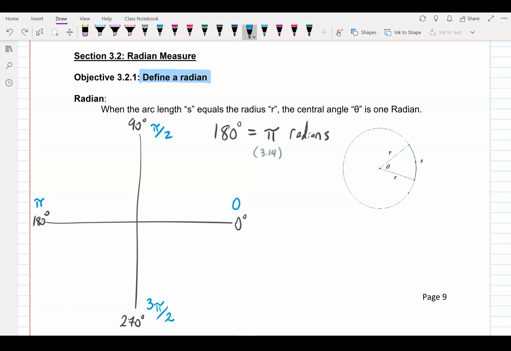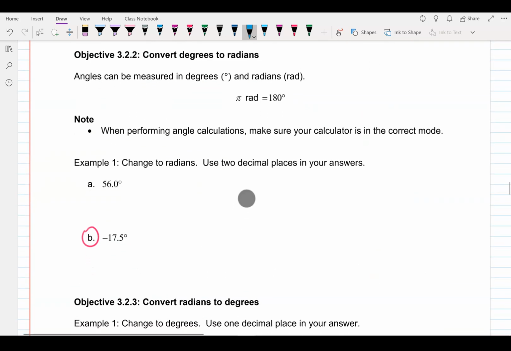One other thing I should have probably mentioned, technically 360 is 2 pi, because if 180 times 2 is 360, then pi times 2 is 2 pi. So we can see that these things are related. Let's move on to the next page.